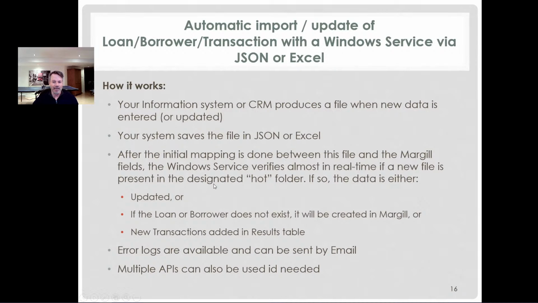And the file is now, as I mentioned, we say this is a hot folder. The data is either updated. If the loan with a unique ID already exists, data will be updated. If the borrower already exists with a unique identifier, it will be updated. If it does not see this unique ID for the loan or the borrower, it will create a new borrower or loan and associate these together.